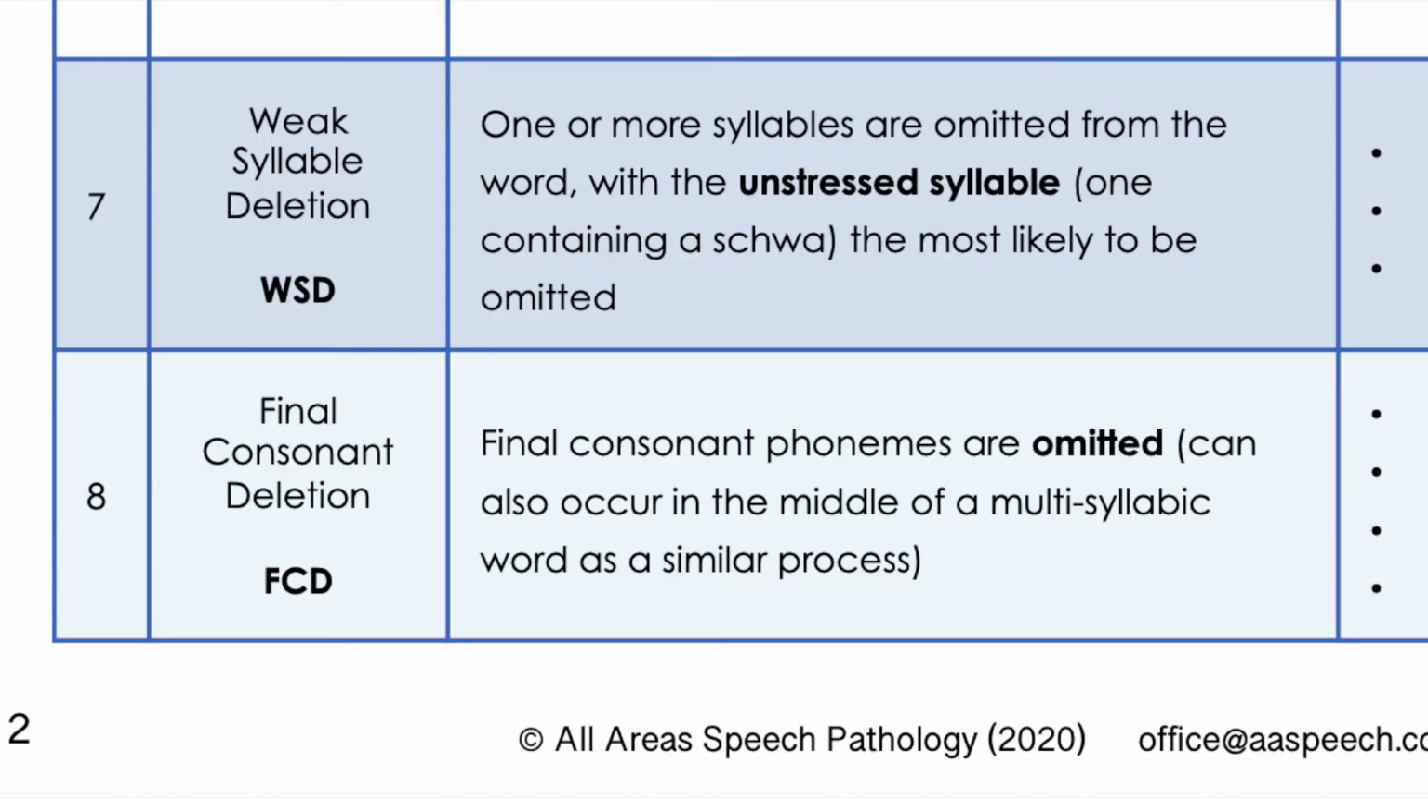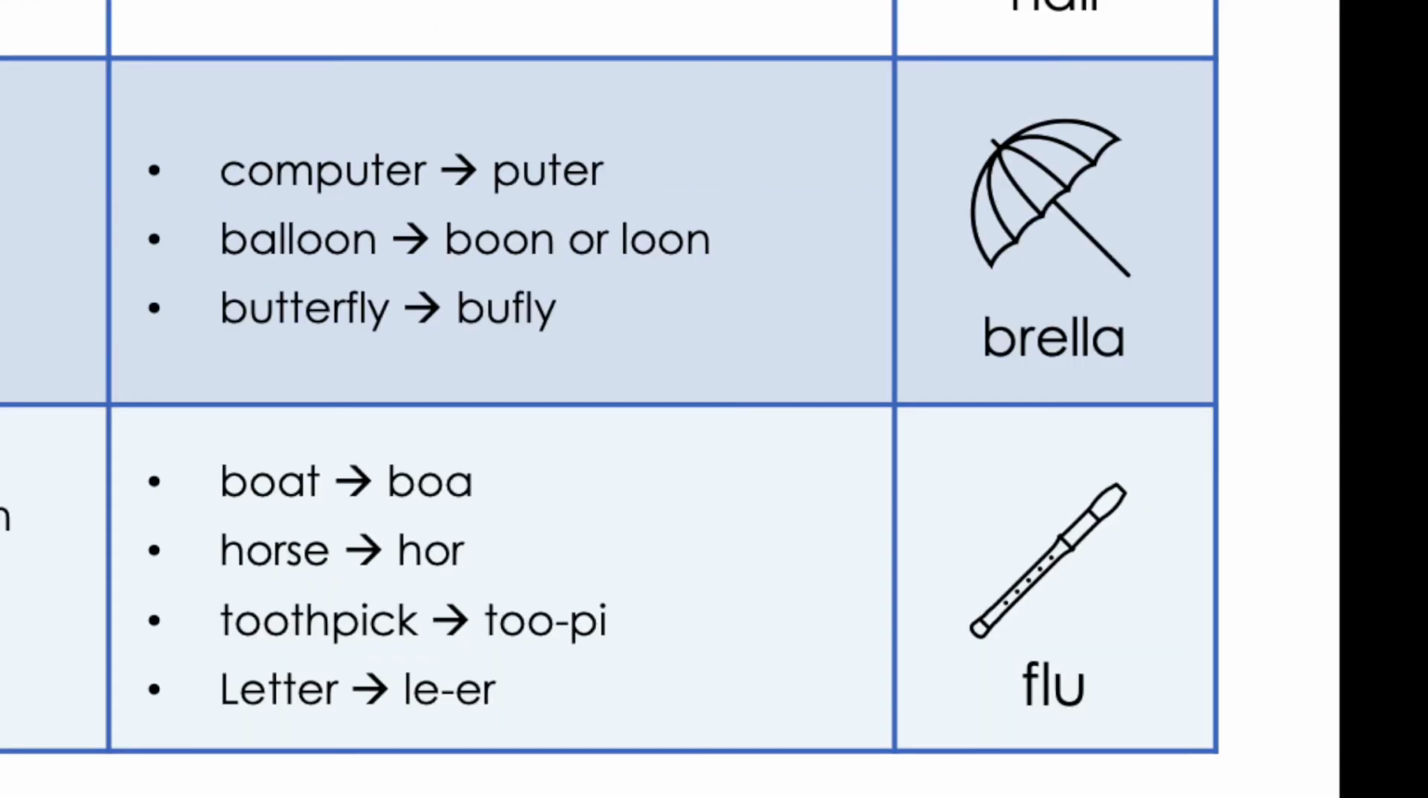Probably the only one we haven't really spent a lot of time on out of all of that is the WSD, weak syllable deletion. We have looked at it, but not in a lot of detail. So that's the child that instead of computer just says pewter. They're leaving off the weak syllable, the syllable that is usually a schwa. Can you hear the schwa in that? Computer, computer. So they're just saying pewter.